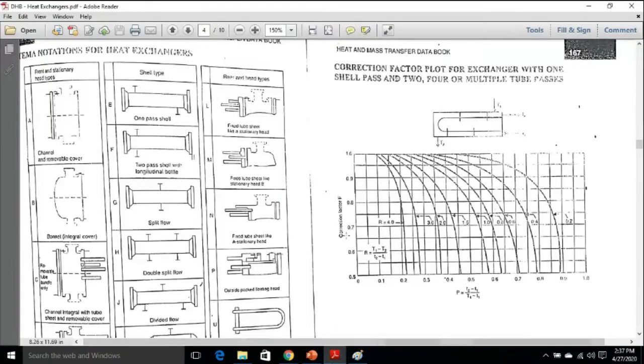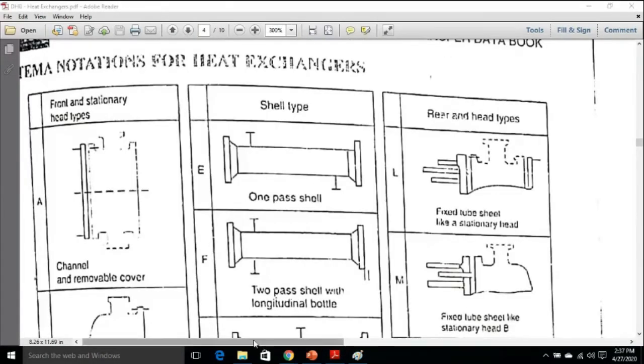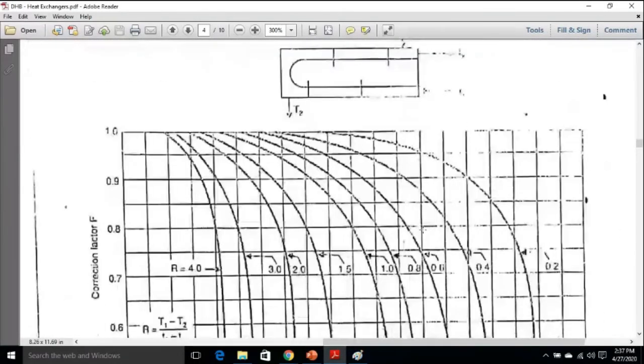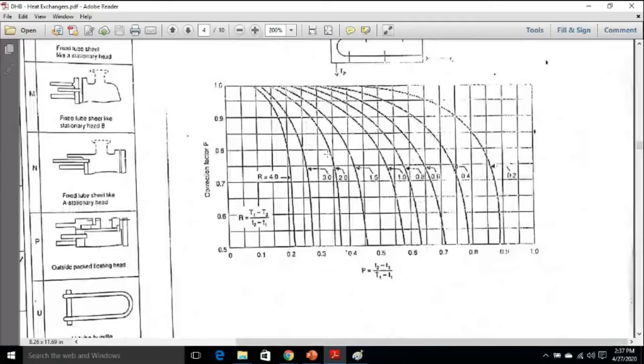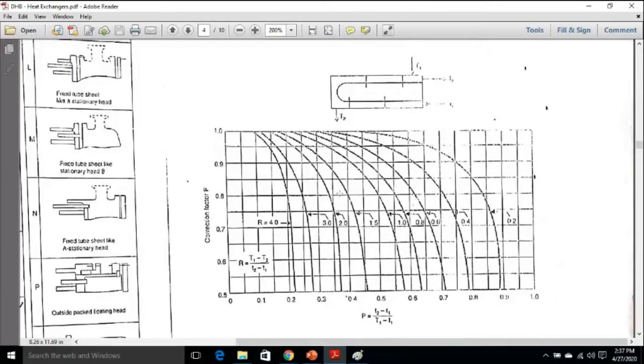Now going back to the data handbook, here we have 2 different relations given to us. Is the page visible to all? Is this curve visible to all? So here they have given you different temperatures. Here the first temperature is T1 and this temperature is T2. It means they are saying that in the shell this hot fluid is flowing and over here the cold fluid is flowing. This is a small T1, a small T2. The opposite can also happen.